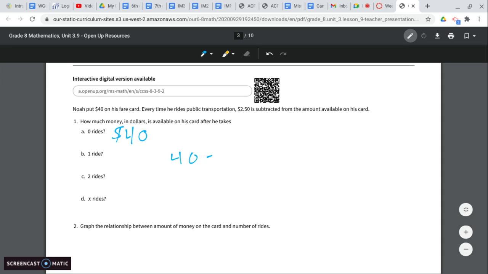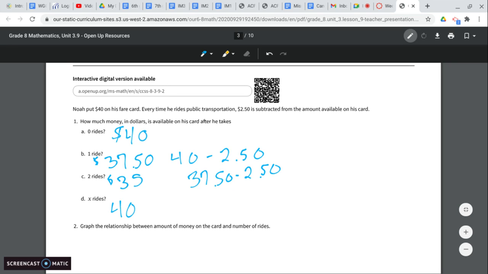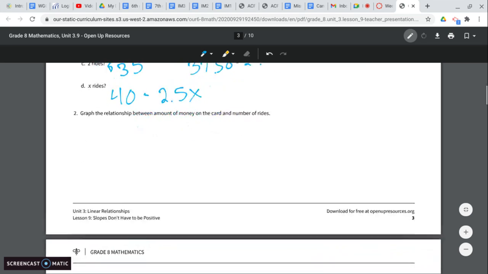After 1 ride, well, 40 minus 2.50 is going to give us 37.50. Now, if we take our 37.50 and subtract another 2.50 from it, that would give us 2 rides, which would be $35. So after X rides, it's going to be 40 minus 2.5X. So there is our equation to represent the situation.